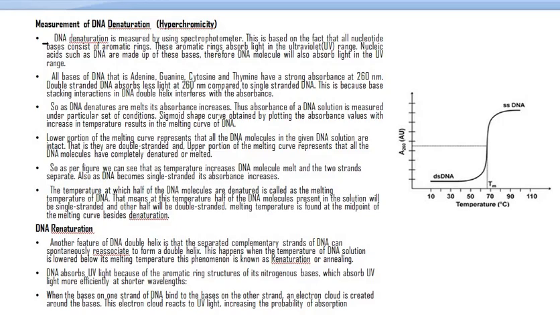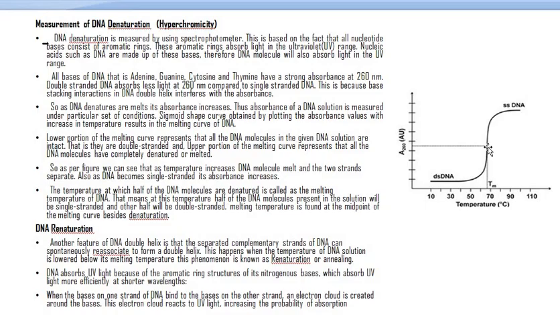So we measure the DNA denaturation, how far it is denatured, whether it is completely denatured, partially denatured, or not denatured at all. The original double helical stranded DNA is native DNA, and complete single strand DNA means denatured DNA. In between the two, at a particular stage, the DNA will be 50% denatured and 50% in native state.